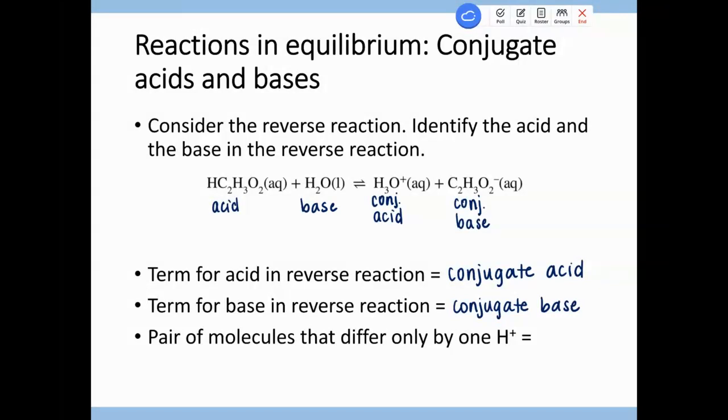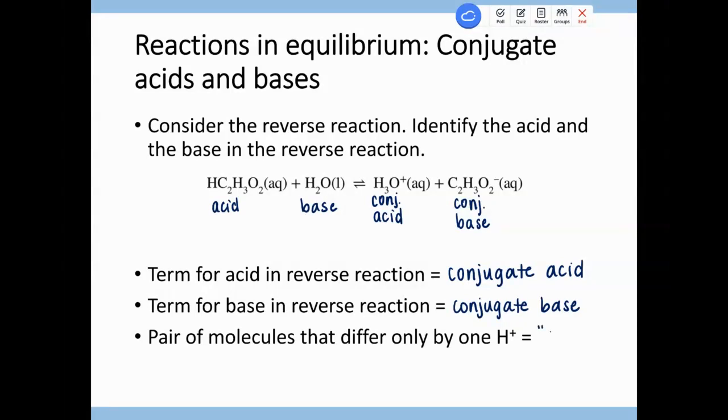So every balanced Bronsted-Lowry reaction will have an acid and a base on the left side and a conjugate acid and a conjugate base on the right side. Conjugates are always on the right, and that word conjugate is there to explain that for the reverse reaction, that conjugate acid is the acid, or for the reverse reaction, the conjugate base would act as the base. So conjugates are always on the right side, acid and base always on the left. And then a pair of molecules that differ only by one H+. Those are the pairs that we're comparing to determine if something is an acid or a base.